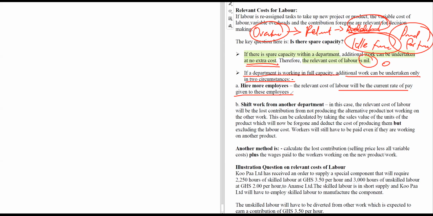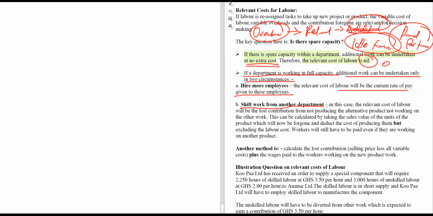Then, even if we can't hire more employees, we should be able to shift workers from another department. And remember that those people we are shifting from another department are already engaged. If they are engaged, that means they are earning some contribution in that department. So if I shift them, that contribution will be foregone. And if that contribution is foregone, it means that contribution, which would have been earned, is now lost. So it becomes a cost to us.